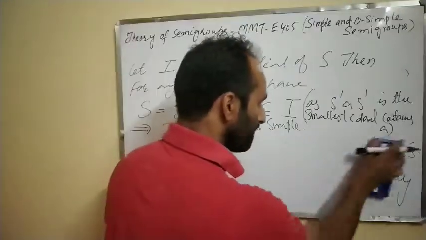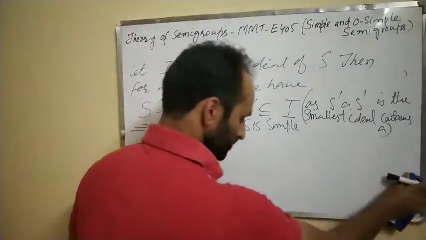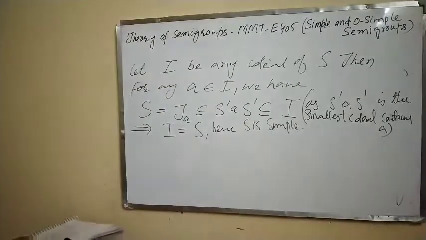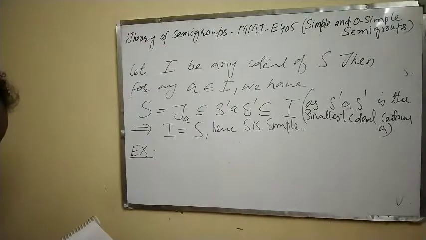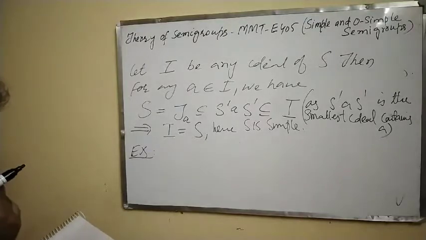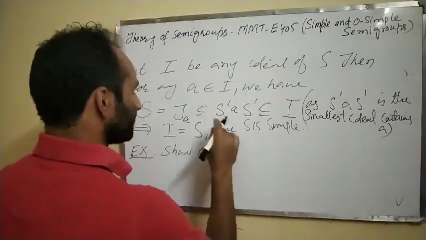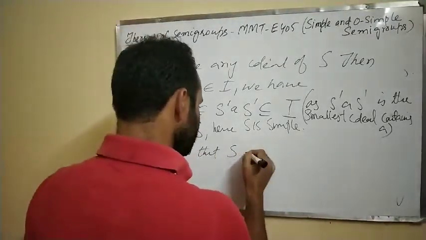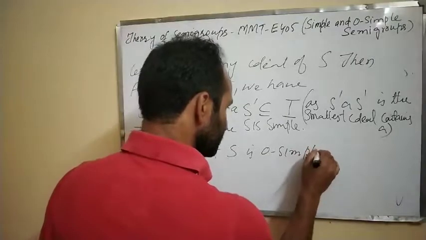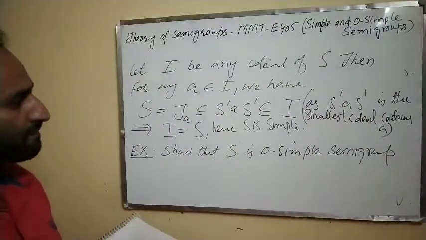Now we have a similar result for zero simple semigroups. That I will leave as an exercise for you, which is the following. Show that S is a zero simple semigroup if and only if S is the only J class. Now here, look at this. For zero simple, S is a zero simple semigroup.